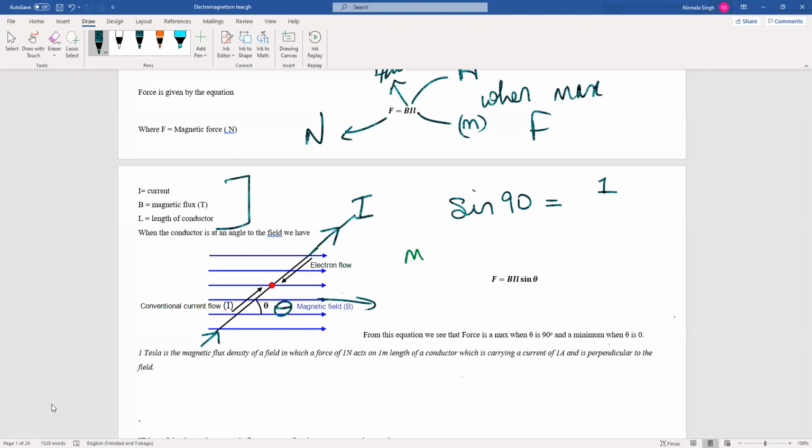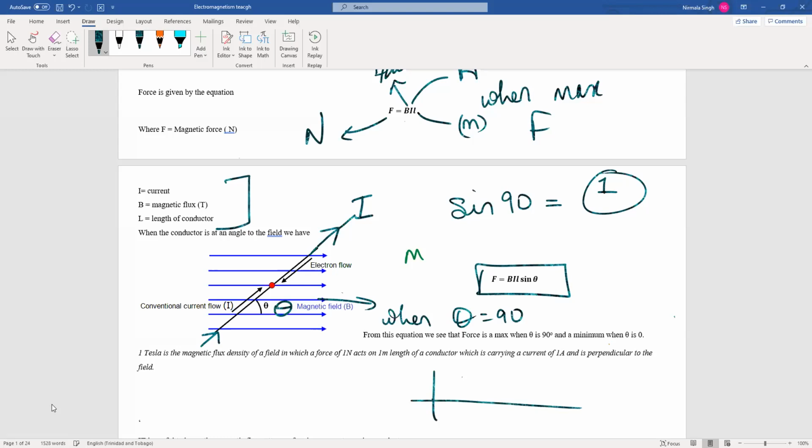Okay, so generally the equation is force is equal to BIL sine theta. And when theta is equal to 90 degrees, you're going to get sine theta is equal to 1. And there's no other time sine theta can be larger than 1. And that usually happens at 90. You all should know your sine curves, right? All right, know your sine curve.